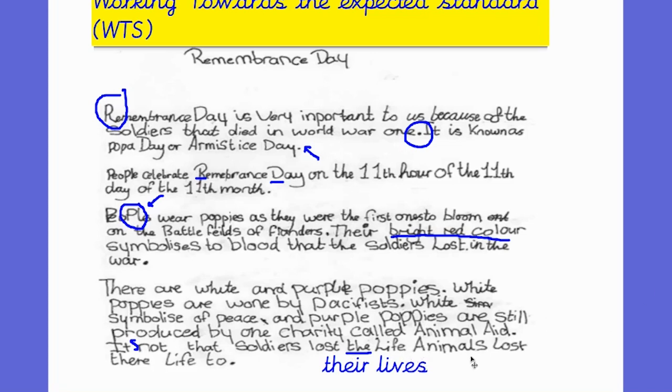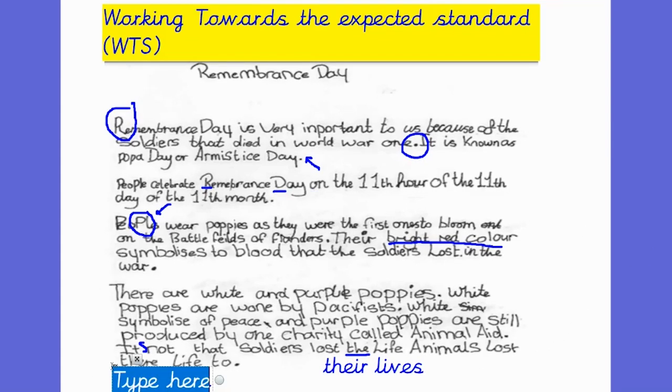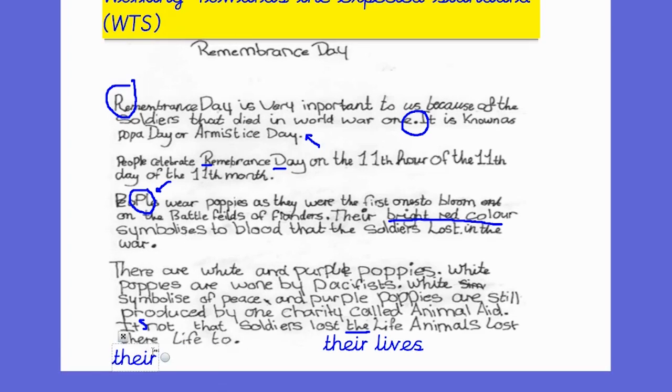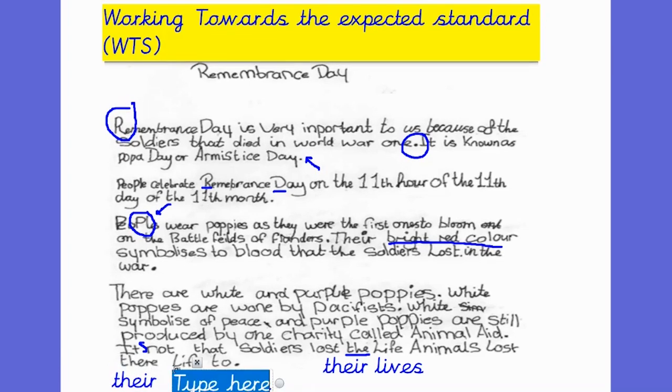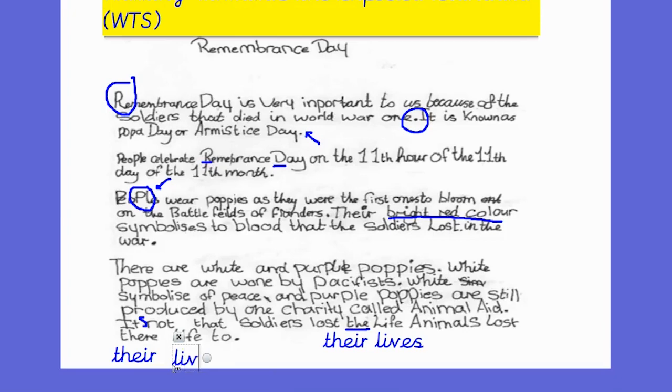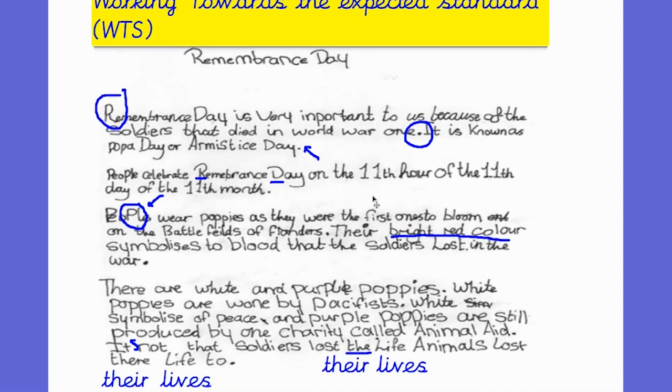It would be a good place to put in a dash. Animals lost their lives too. And again here, we're missing an incorrect there and the plural of lives. So that just gives you an indication of what a working towards piece of writing would sound like, and some of the things that you would see that gives you an idea that it is working towards and not expected.